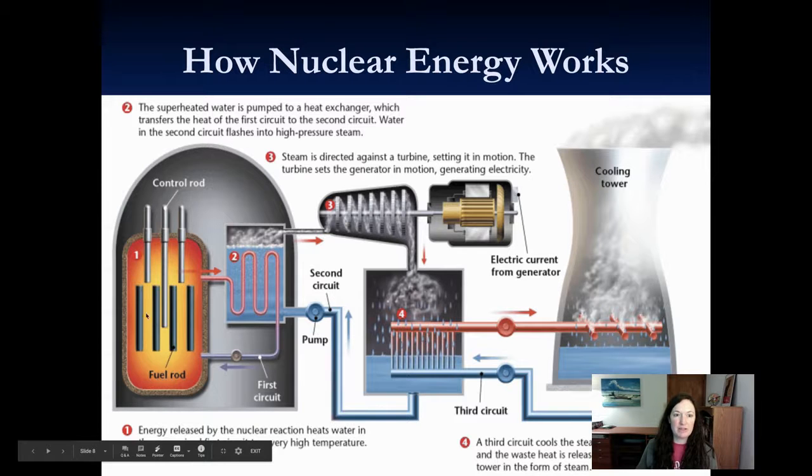So here's a picture of a nuclear plant. These fuel rods and control rods are part of the heating unit when the fission actually takes place. And it creates a lot of steam. That steam turns a turbine. The electric generator creates the electricity, and then that goes out to us.